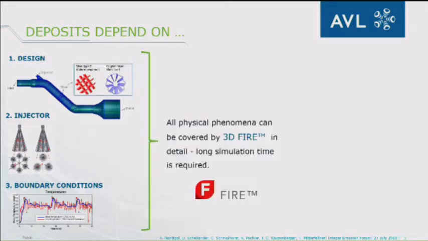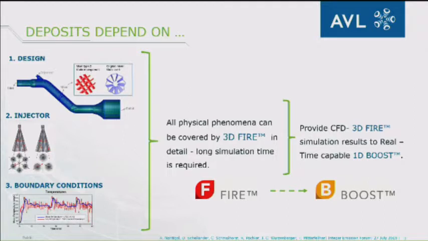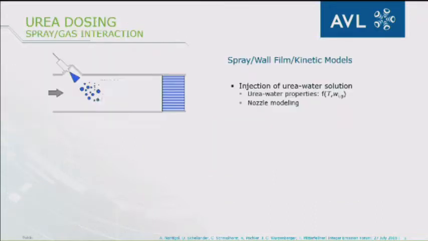So all these physical phenomena can be covered by the simulation tool, but with some drawback: a relatively long simulation time. So we have several methods to speed up the whole process. One of the possibilities is to provide CFD results as pre-simulation to the 1D simulation tool in order to capture also some of the 3D effects in the 1D simulation.